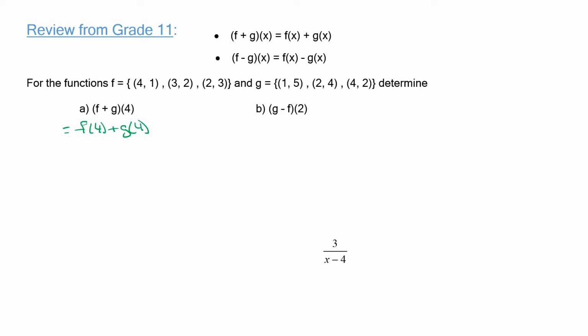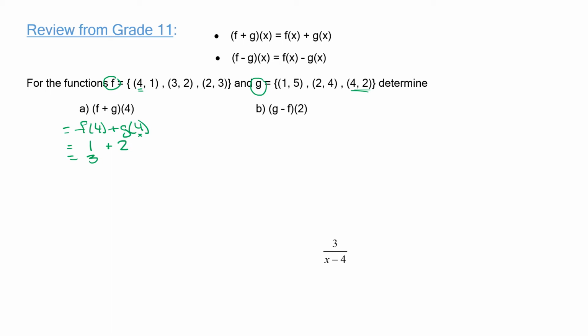So what is f at 4? Here's my f function. F at 4 means I'm looking for the x value of 4. That's there. So f at 4 is 1 plus, what's g at 4? Look to the g function here. When we have g at 4, the x value is what's inside the bracket. When do we have an x value of 4? Right here. So g at 4 is equal to 2. 1 plus 2, of course, is 3. So f plus g at 4 is 3.